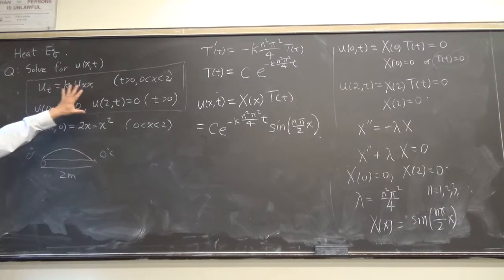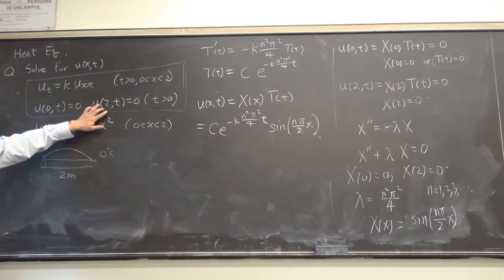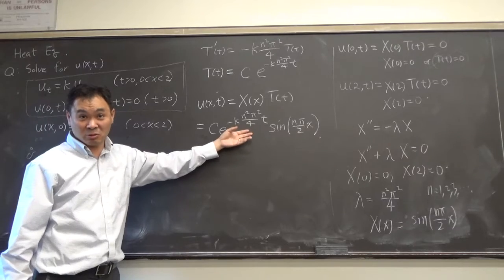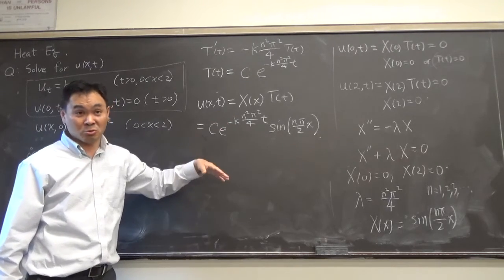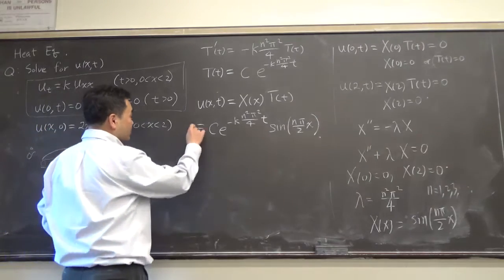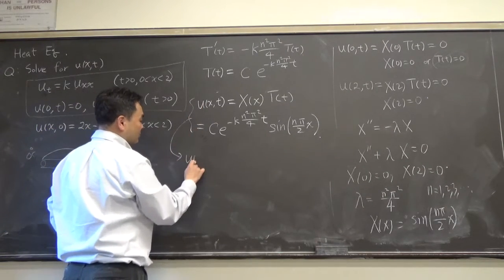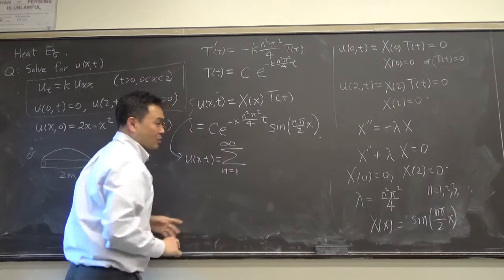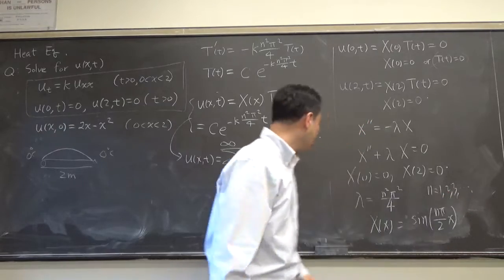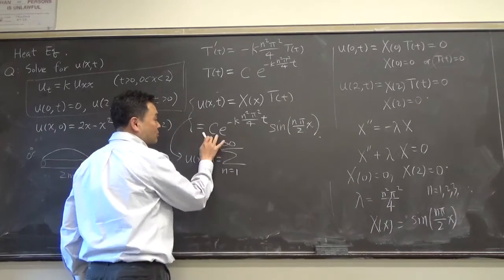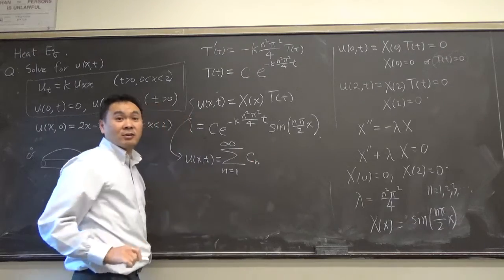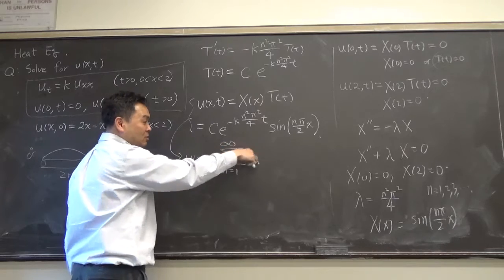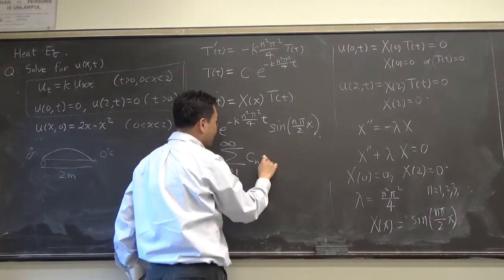And because this is a linear differential equation with linear conditions at the endpoints, we can add up all possible things that look like this and get a general solution. So this now implies that u of x,t equals the sum of n equals 1 through infinity, since n is 1, 2, 3, of these things, where C is some constant Cn. So it could be C1 for n equals 1, C2 for n equals 2. You have infinitely many different coefficients and you add them up.